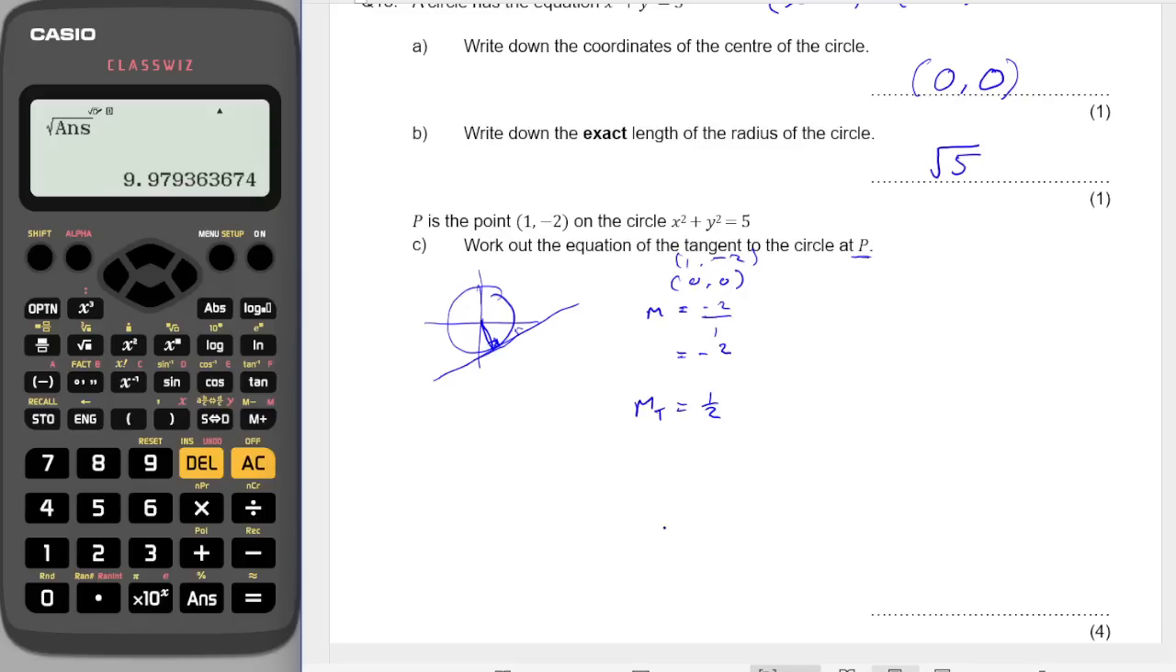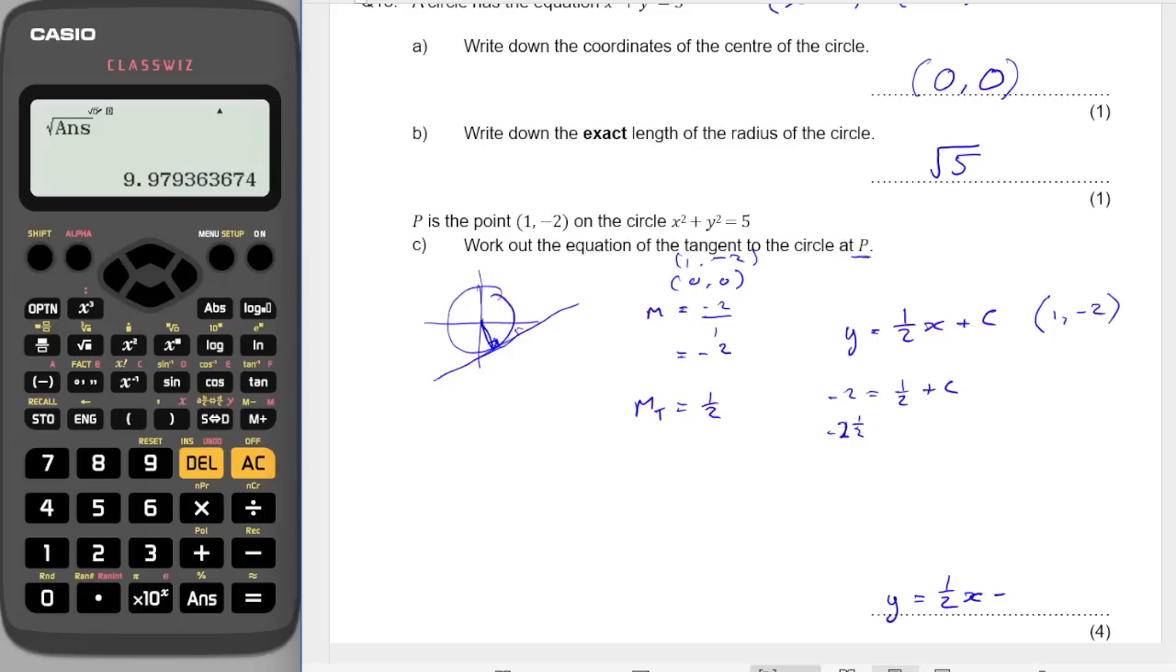So now we're nearly there. We can say that y is equal to 1/2 x plus c, and we know that it passes through the point (1, -2). So -2 has to be equal to 1/2 plus c. So c is going to be equal to -2.5. So a form that we can give it in is y is equal to 1/2 x minus 2.5.